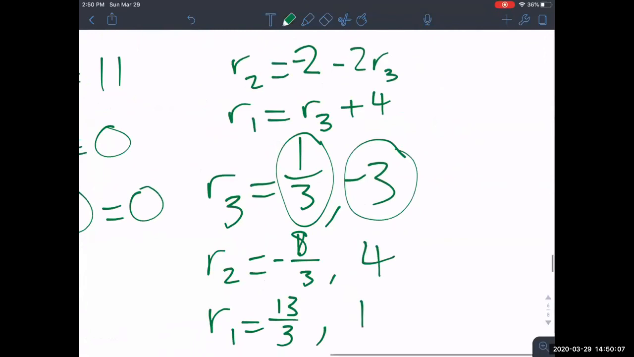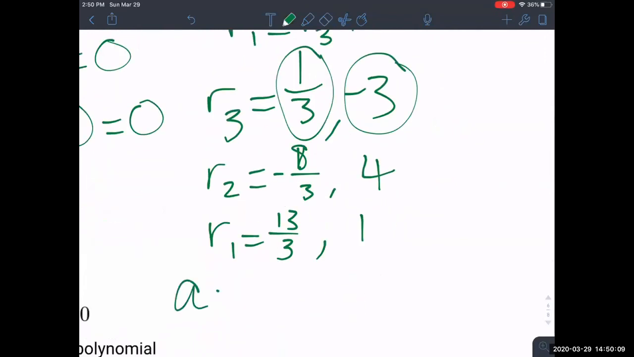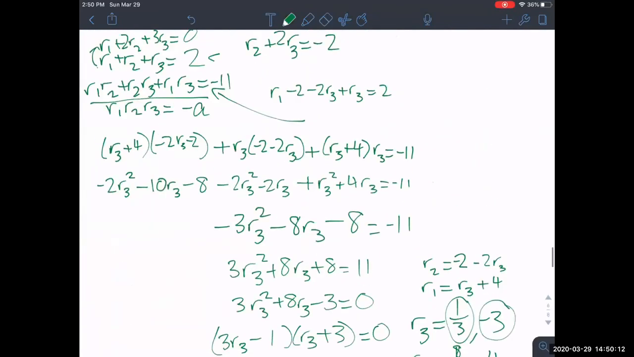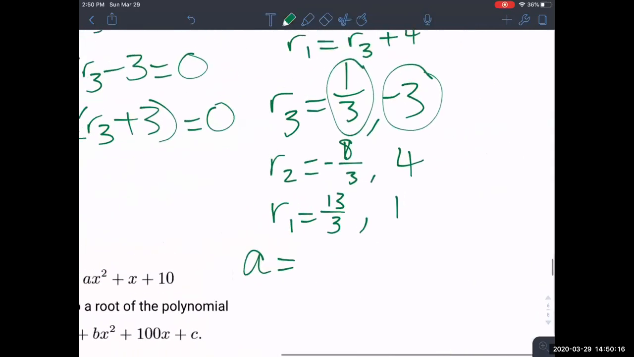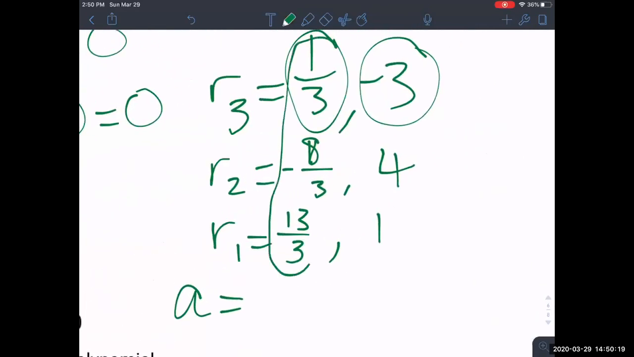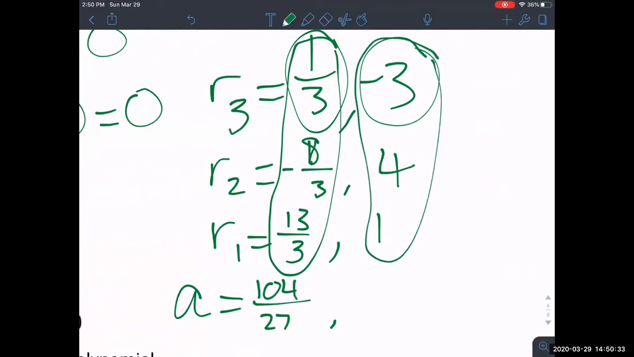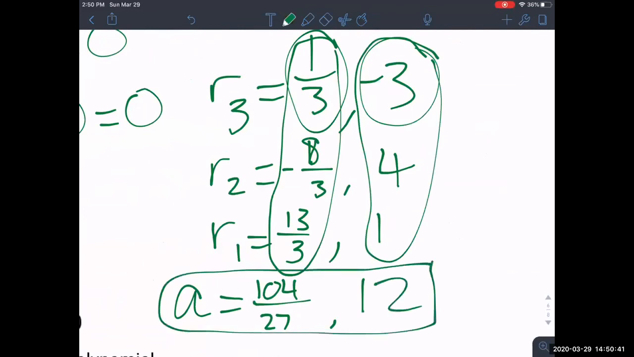So keep in mind that now that we know what that is, remember that negative A is going to be the product of the roots. So when we multiply all of these three, just remember to turn it into a negative. There's already a negative here, so all we need to do is turn it into positive. So we have 104/27. That's a pretty ugly fraction, but what can you do? And on this one, these are all integers actually. Make sure you turn that negative into a positive, so it's 12. And those are our two values for A.